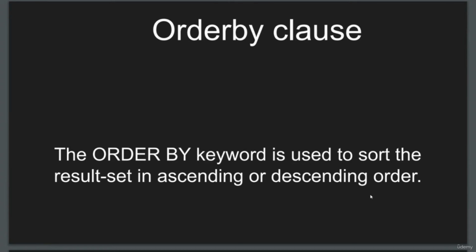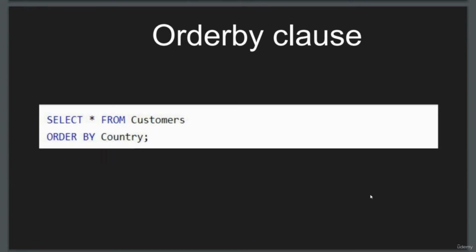There are generally two types of order by. One is the ascending type and another is the descending type. Here is one example that we have. We are selecting star from customers, and after that order by country. This will give us the names of the countries in sorted order. That is what order by generally does.